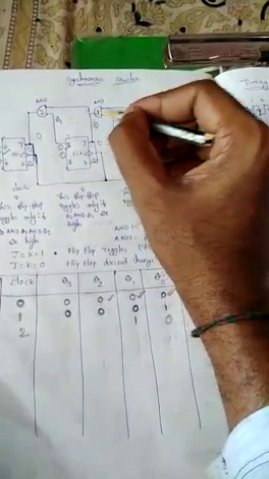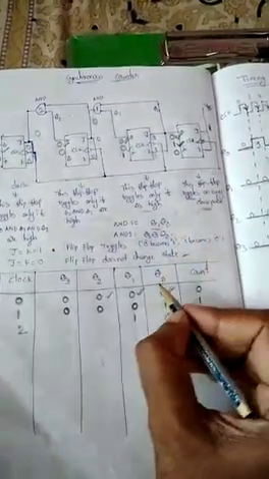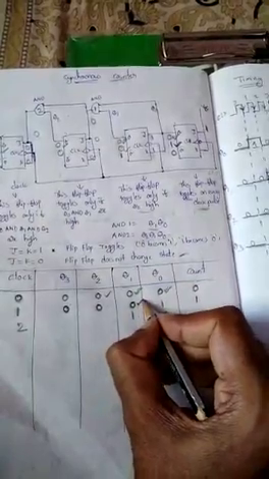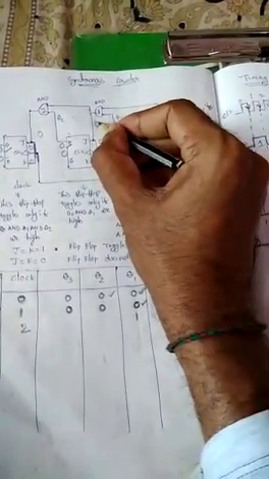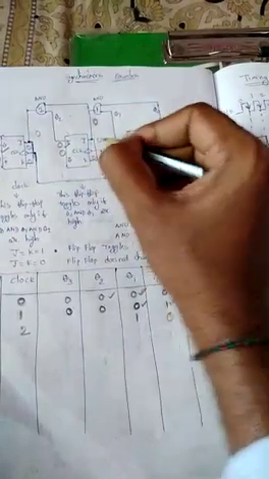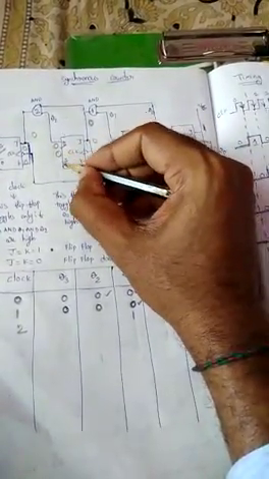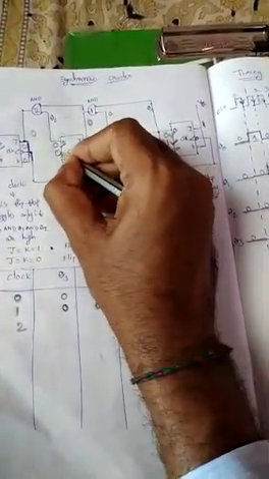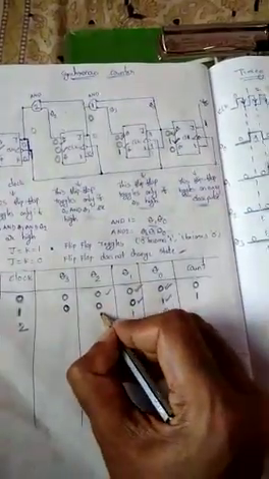Then we see the AND gate 1 output. AND gate 1 output is equal to the product of Q1 and Q0 of the previous output. Q1 is 0, Q0 is 1. So 0 into 1, 0. AND gate 1 is 0, J is equal to 0, K is equal to 0. So this flip-flop does not change the output value, it carries the previous state value. The previous state value is 0, so the next state value is also 0, so Q2 again 0.